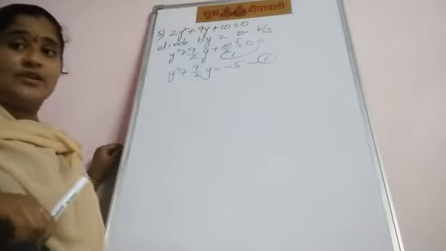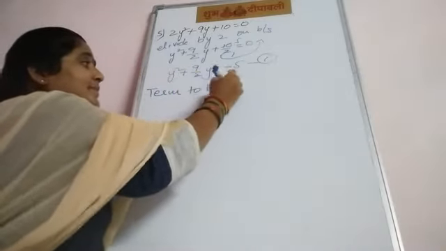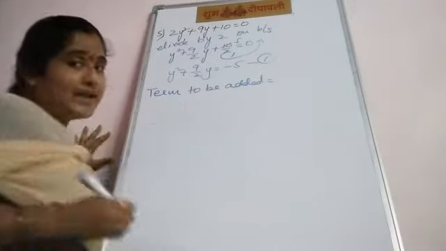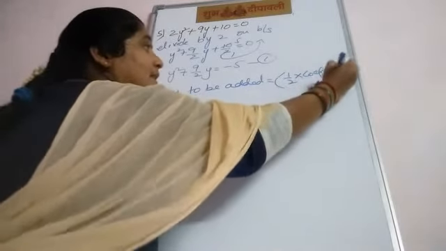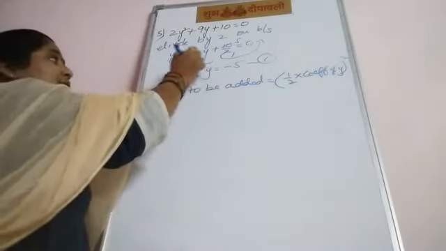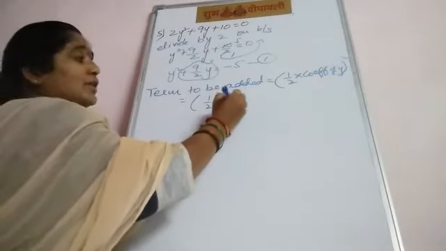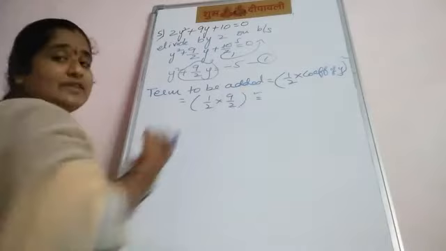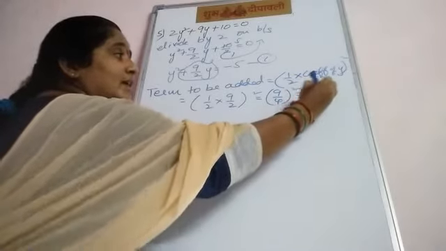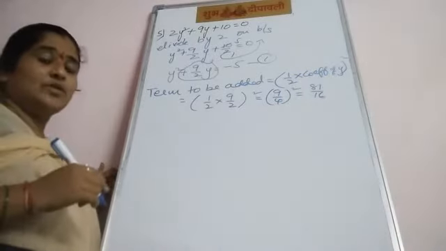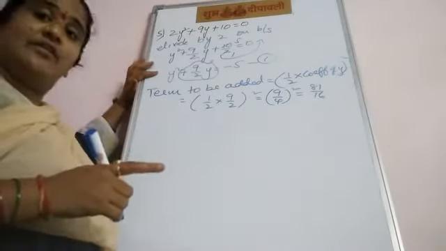Now, second step, what? Term to be added. Term to be added, what? Half into the coefficient of y, whole square. Coefficient of y, what? 9 by 2. Half into 9 upon 2, whole square. 9 ones are 9, 2 2s are 4. 9 by 4 whole square, nothing but 81 upon 16. This 81 upon 16 is added on both sides in the quadratic equation.